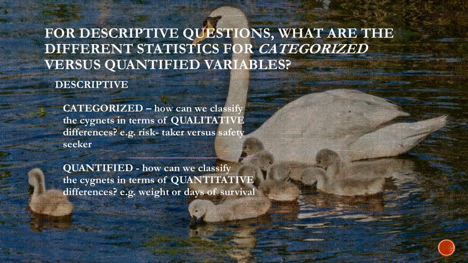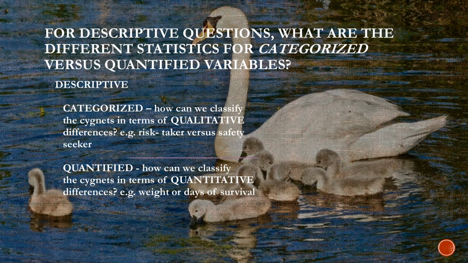For descriptive questions, what is the difference between categorized and quantified characteristics? Let's review the concepts and the terms we learned in Lesson 2. When measuring categorized characteristics, we need to perform a sorting task. That is, we put cygnets into separate groups that are qualitatively different than each other. For example, we've seen this slide before. We can look at one swan family and we can see two categories of cygnets. We see a risk taker, the one that's swimming away from mom, and the safety seekers who cluster around the mom. These groups are qualitatively different from each other in terms of behavior.